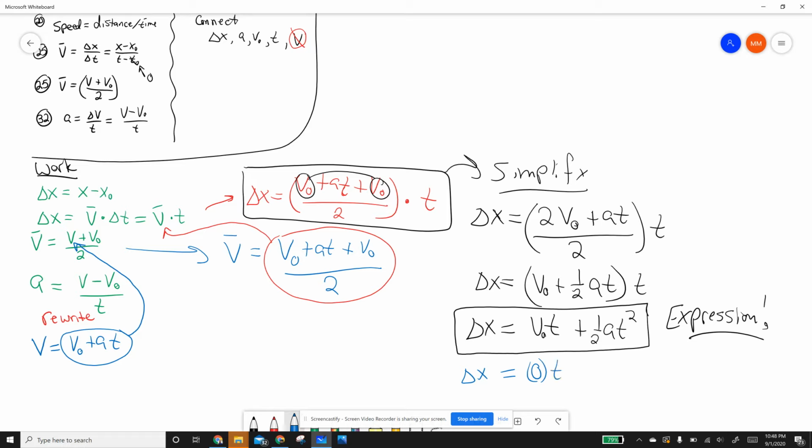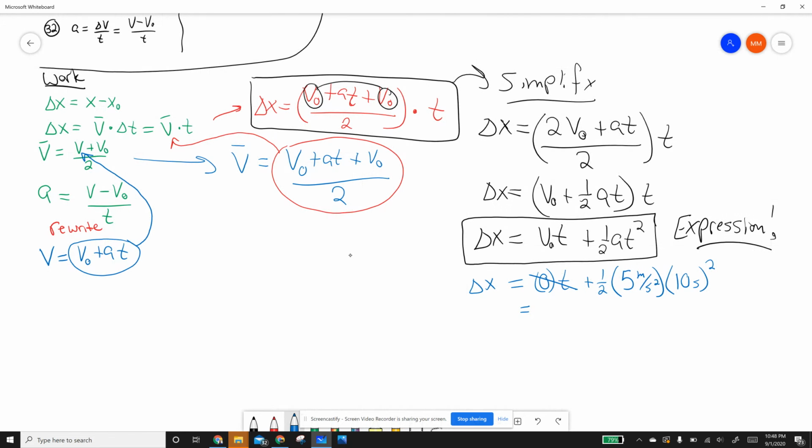times t. Well, it doesn't really matter what the t is, so we're going to say 0 times t, and that's going to go away to 0, plus 1/2. Acceleration is 5 meters per second squared, times time. Time was 10 seconds, we will throw it in here, squared. Okay, so remember when you are squaring something, that we're going to have 0 for the first component, and 1/2 times 5 meters per second squared times 10 seconds squared. 10 seconds squared is actually 100, and then seconds squared. So the units get squared as well as the number. You have to distribute the square to both components inside the parentheses.